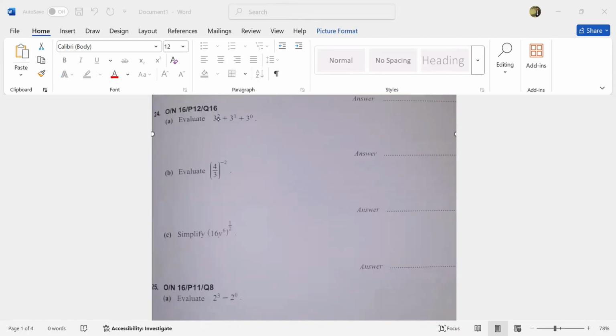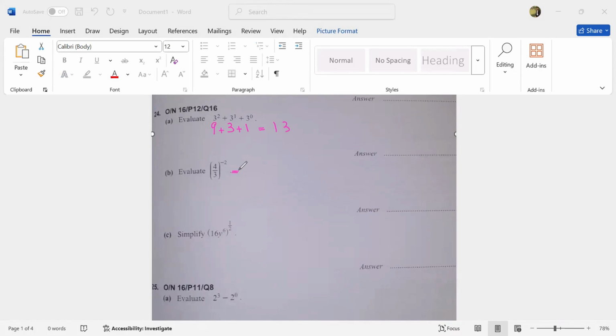So that is our answer. Okay, next moving on, 3 square is 9. 3 power 1 is 3, and anything raised to the power 0 is 1. So it gives 9, 10, 11, 12, 13. 13 is our answer.